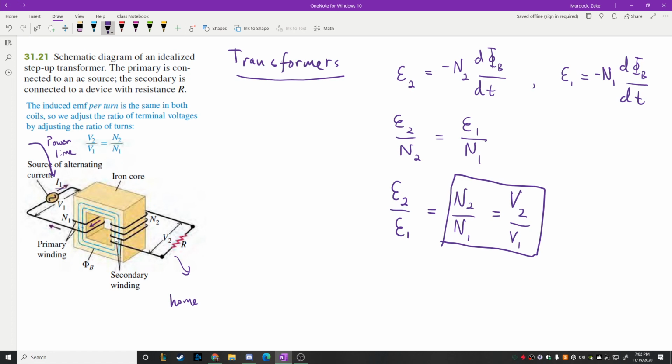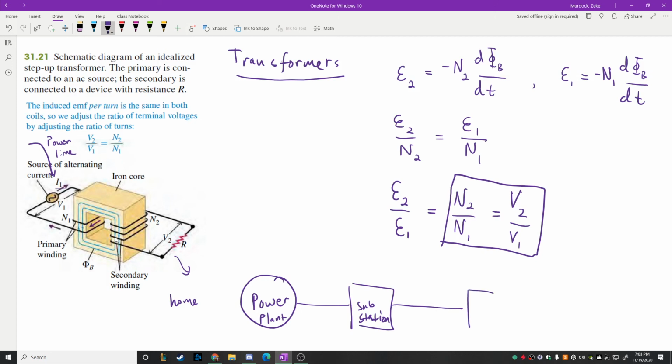So the idea is this. You could have some kind of power station, let's say a power plant. That power plant is going to produce power. It's going to send it out to some kind of substation in your area. And that power is then eventually going to come to your home.